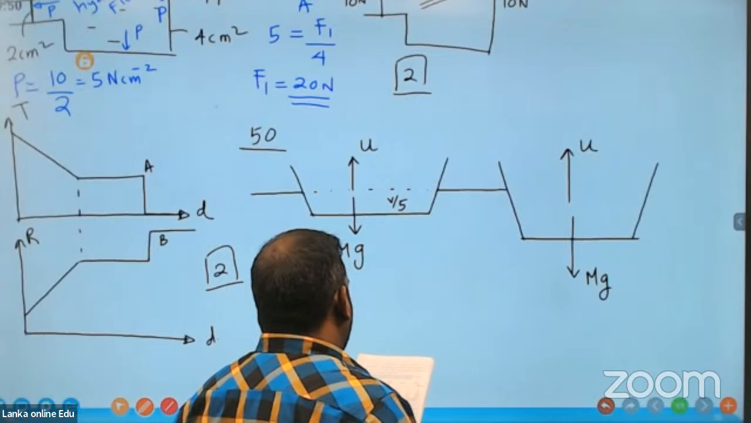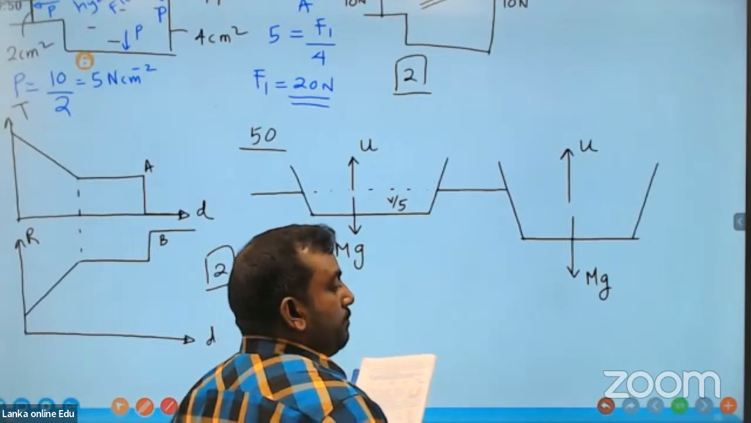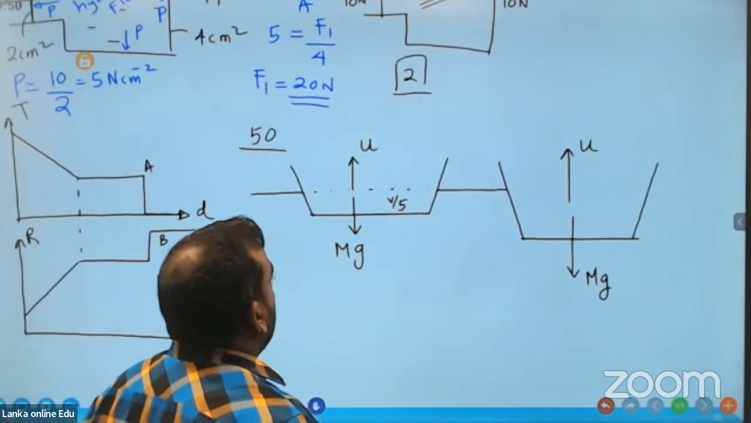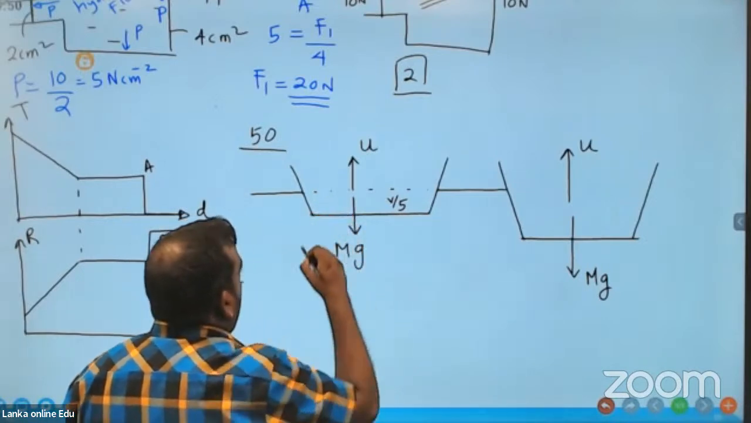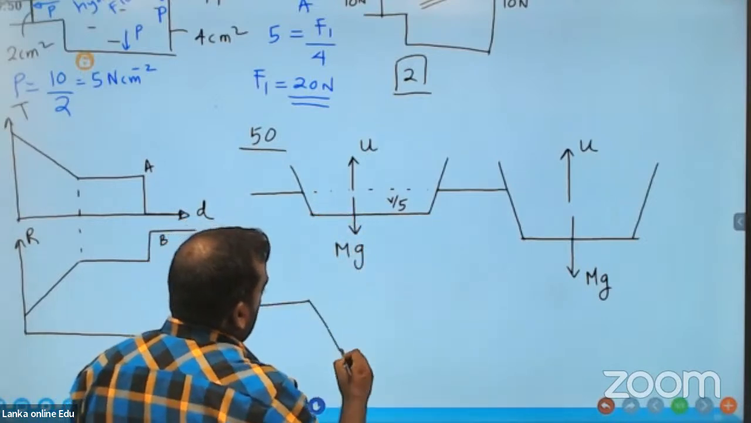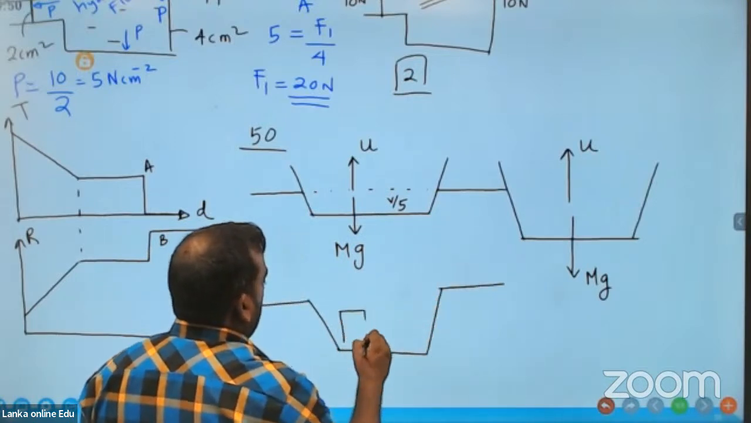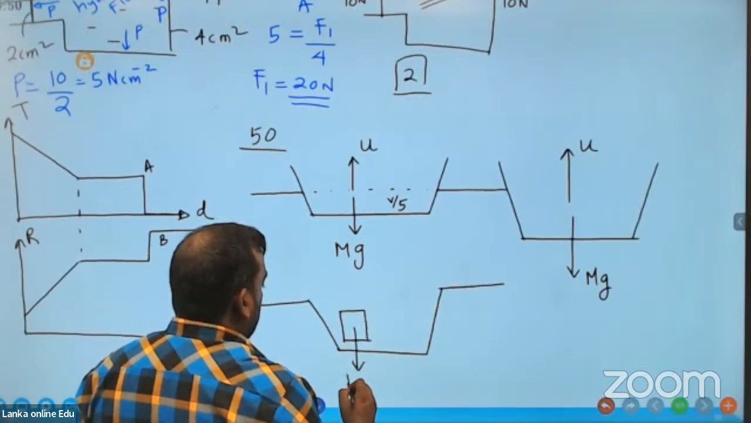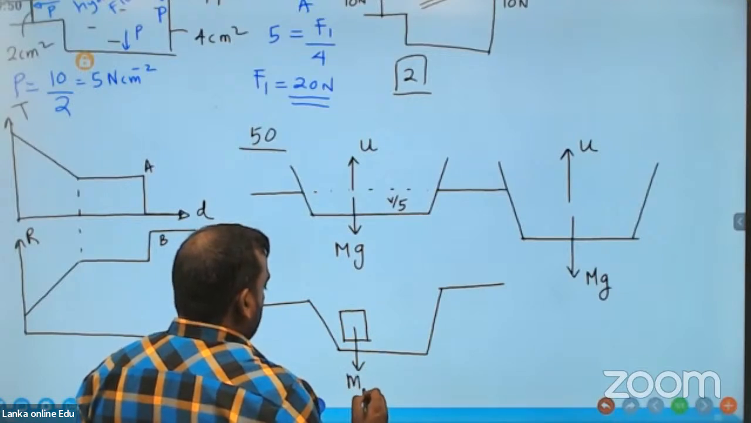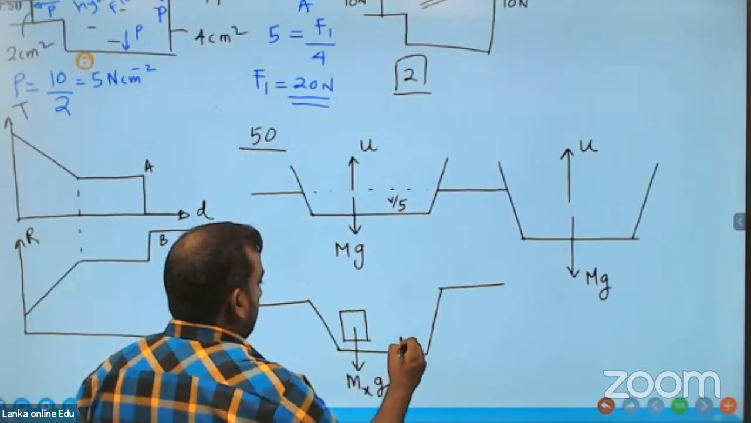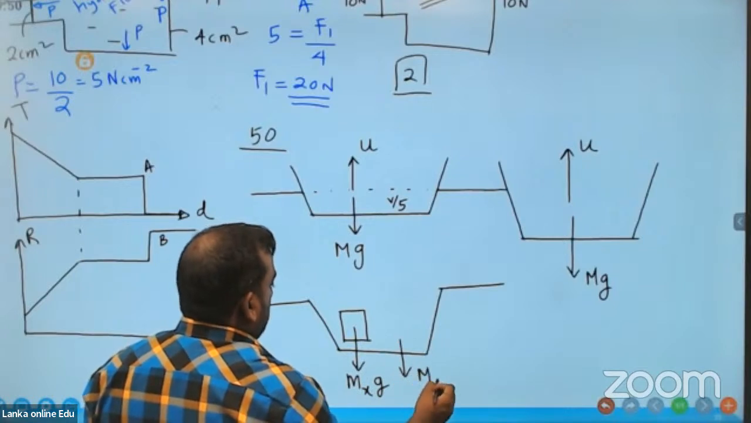Ratio of the maximum load that can be carried by the second boat. Maximum load means how much weight you can carry. It's on the verge of sinking.